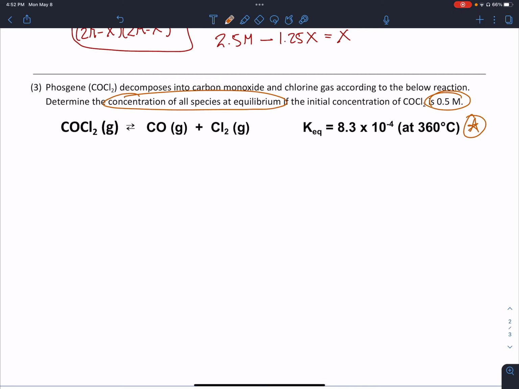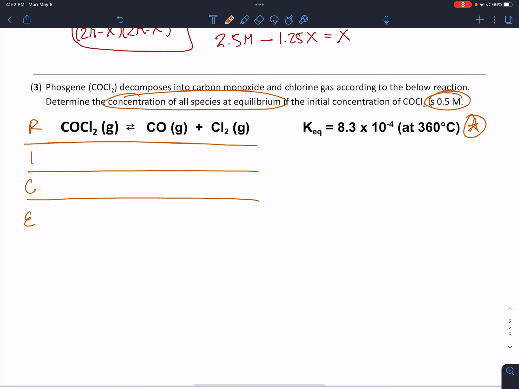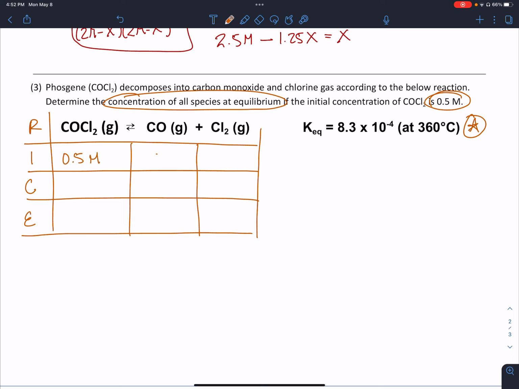All right, so we've got our RICE chart. Set up our rows. After you do this a couple times, it becomes very straightforward. Now we're going to plug in what we know. We know we have 0.5 molar of this. We haven't been given amounts of either product, so we'll assume they're 0. Everything's balanced, so we subtract out the change for the reactants and add it for the products. And then we end up with 0.5 minus X, X, and X for equilibrium.